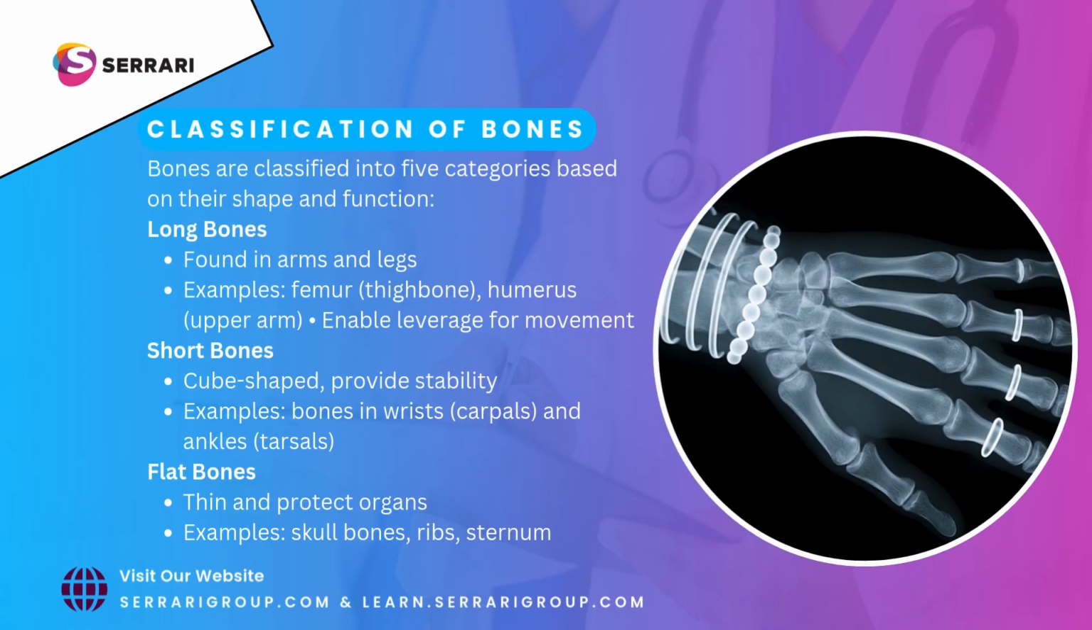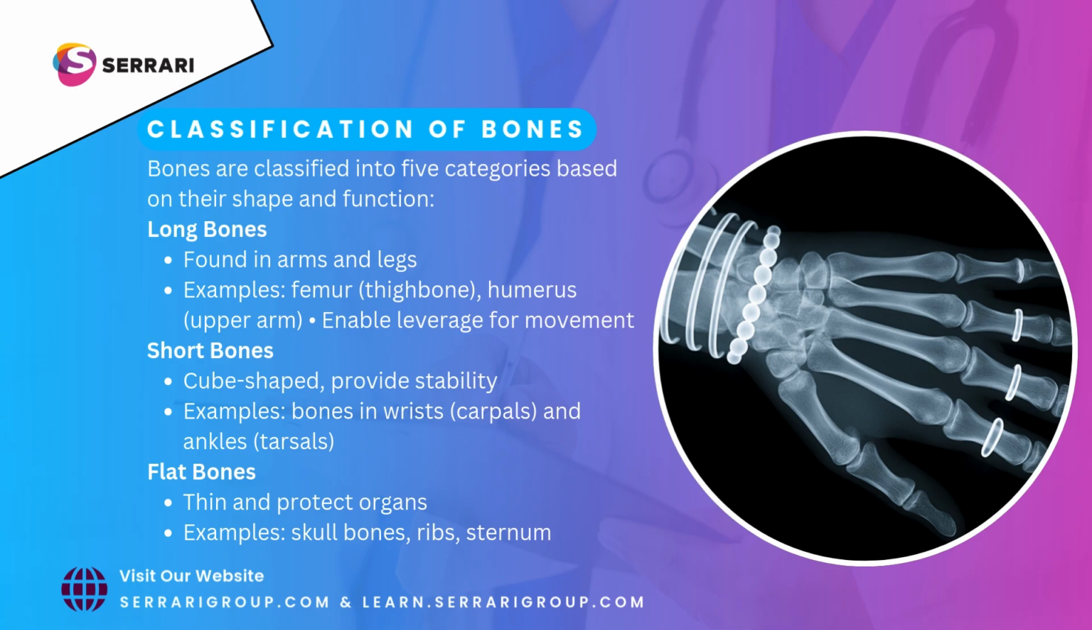Classification of bones. Bones are classified into 5 categories based on their shape and function. Long bones: found in arms and legs. Examples: femur, thigh bone, humerus, upper arm. Enable leverage for movement. Short bones: cube-shaped, provide stability. Examples: bones in wrists, carpals, and ankles, tarsals.